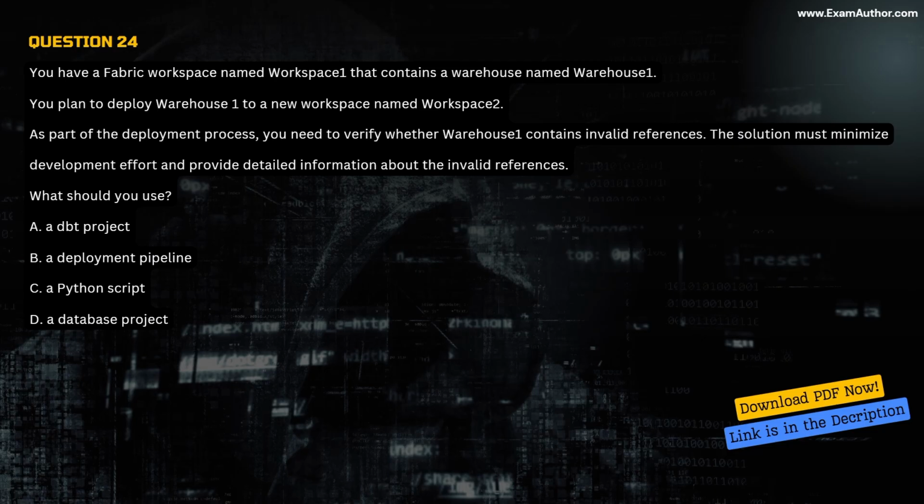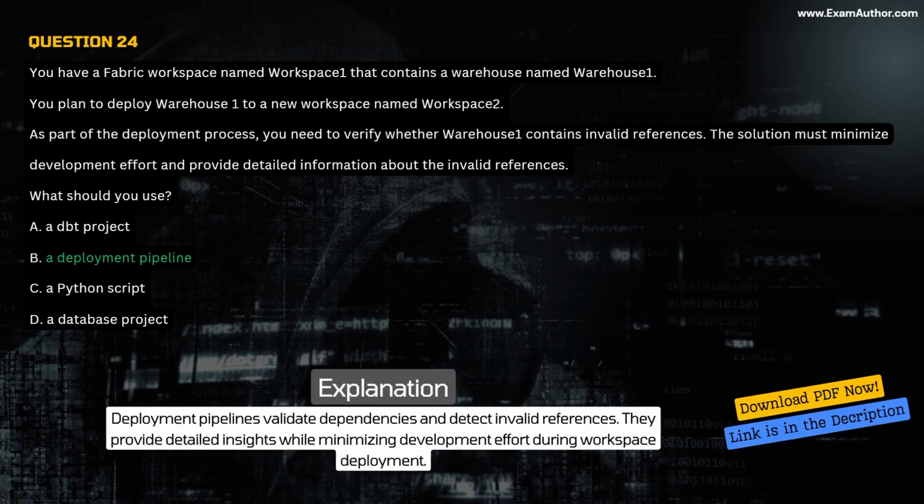A DBT project. B. A deployment pipeline. C. A Python script. D. A database project. Correct answer B. A deployment pipeline. Explanation. Deployment pipelines validate dependencies and detect invalid references. They provide detailed insights while minimizing development effort during workspace deployment.